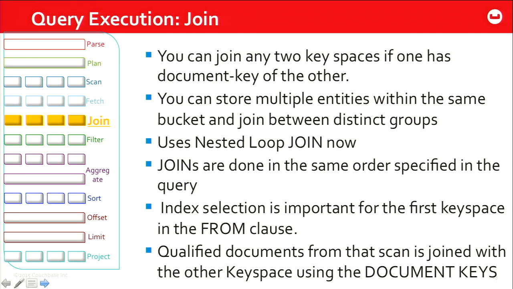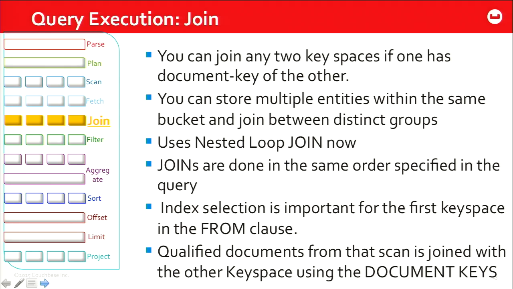Yeah. Next comes the join. You can join any 2 key spaces if one has a reference to the document key of the other key space. You cannot join any random attribute names between 2 key spaces. One has to reference a document key of the other key space.